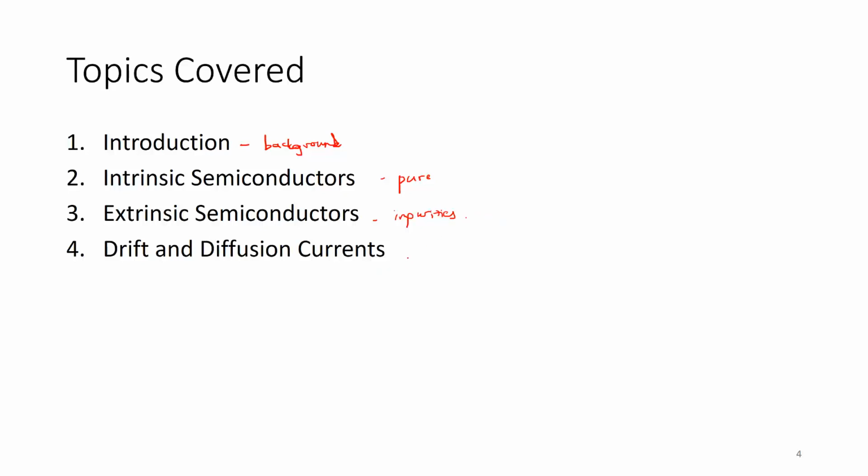And then we'll finish off with drift and diffusion currents, where we'll be making the carriers move, because when carriers do not move, they're just carriers, they're not current yet. But there are these 2 major processes, that is drift and diffusion, that will cause the carriers to produce currents.